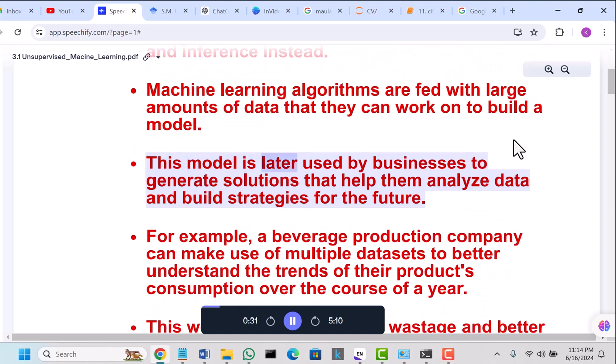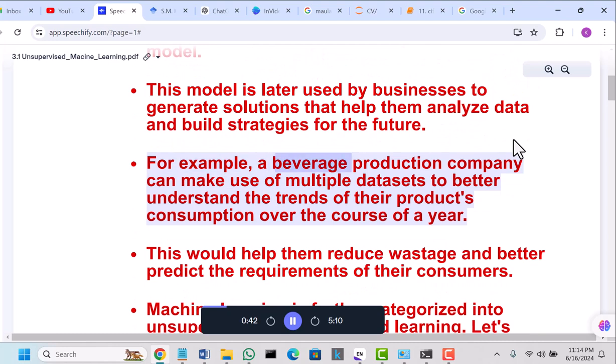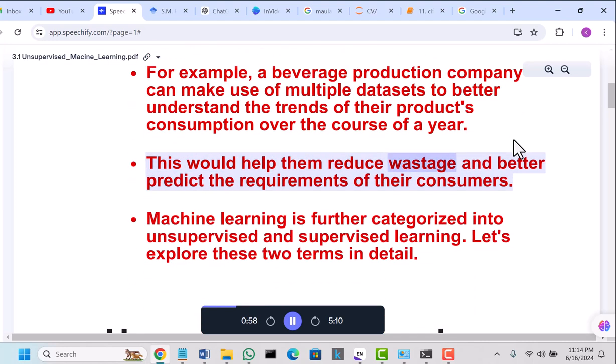This model is later used by businesses to generate solutions that help them analyze data and build strategies for the future. For example, a beverage production company can make use of multiple datasets to better understand the trends of their product's consumption over the course of a year. This would help them reduce wastage and better predict the requirements of their consumers.